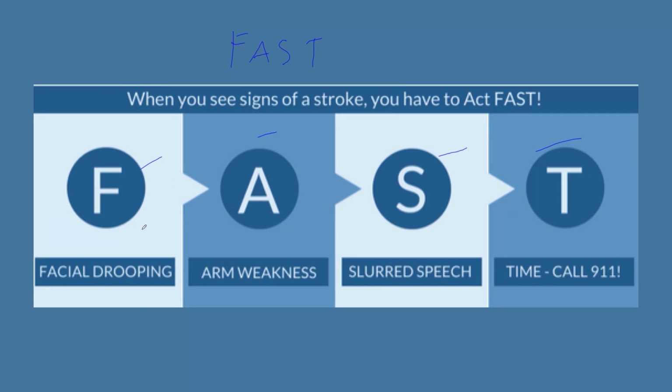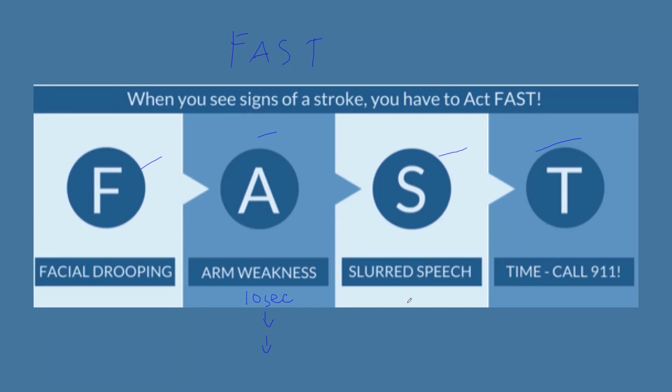F stands for facial drooping. So we're going to see one side of the face much weaker or not able to move like the other side. A is for arm weakness. They typically have one side of the body much weaker than the other, if not paralyzed completely. So we test this by having them hold both arms out straight in front of them and trying to hold them up for 10 seconds. If you have this weakness, you'll see one arm begin to drift back down towards the bed. Drift means it just starts to fall slowly.